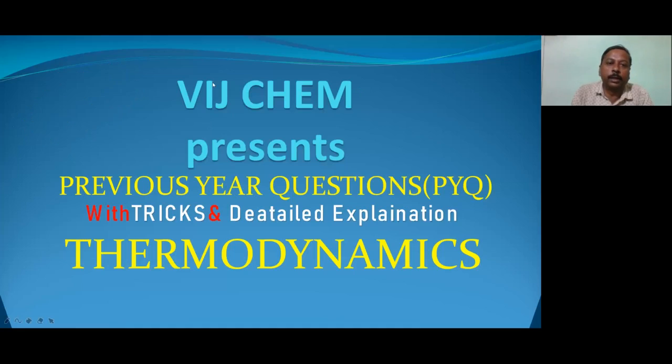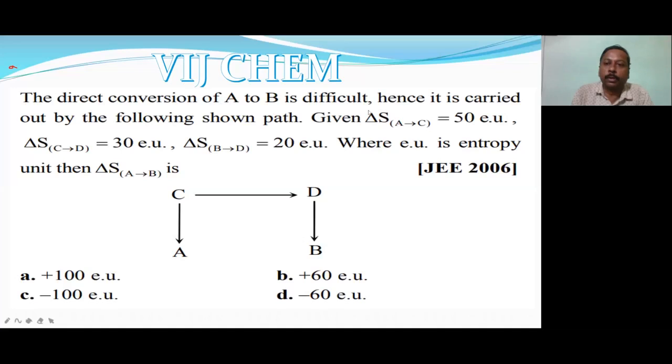Let me clear this, and here comes the first question. This is the most mistaken question, and while explaining I will also tell what mistakes the previous students have made. The question is: the direct conversion of A to B is difficult, hence it is carried out by the path followed. Now you have to find out the EU is something given, you don't worry about that unit. You have to find out the total entropy change from A to B.